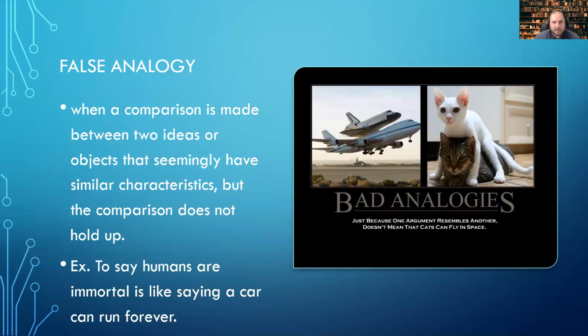A false analogy is when a comparison is made between two ideas or objects that seemingly have similar characteristics, but the comparison does not hold up. In the picture here, we have a cat riding another cat. And in the other picture, we have a space shuttle riding an airplane. A false analogy would be to say that cats can fly because they are configured similarly to the airplane. Is this true? No. At least no cats I know or have read about can fly.